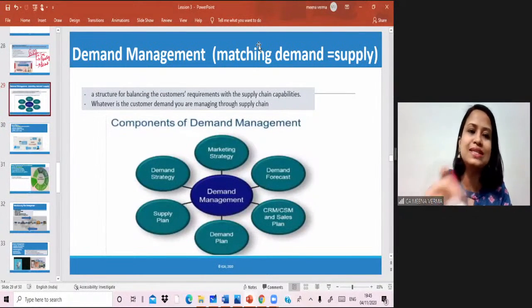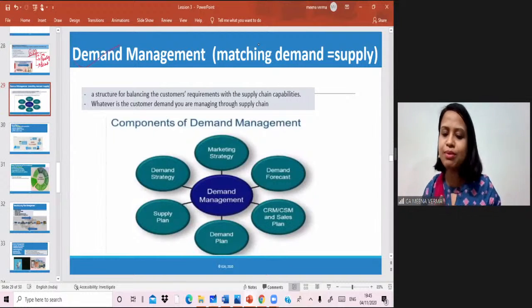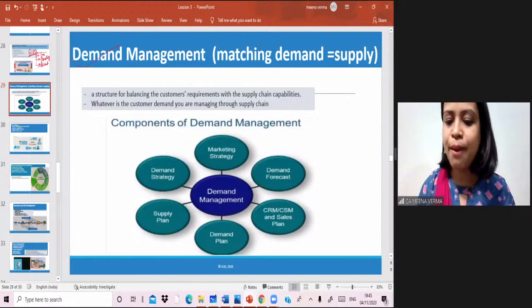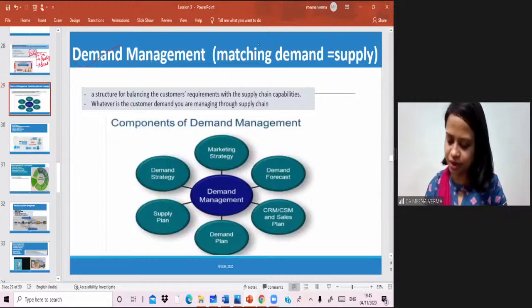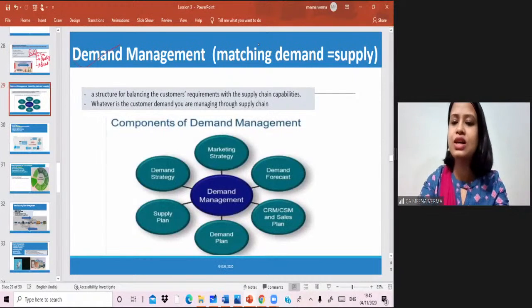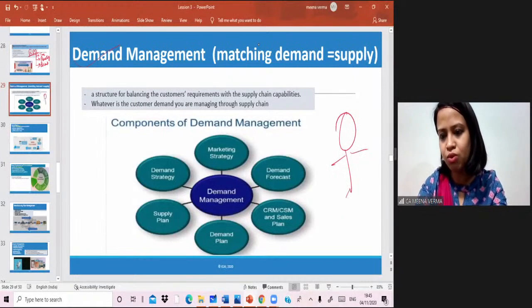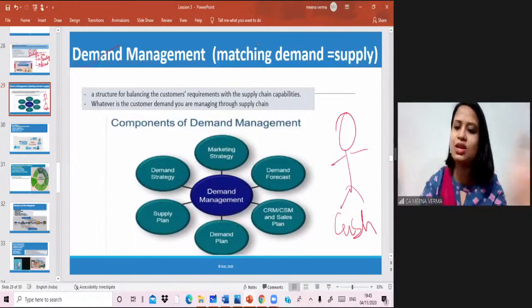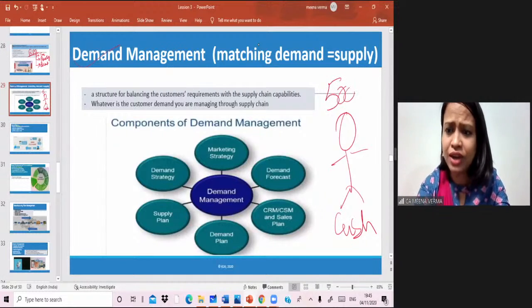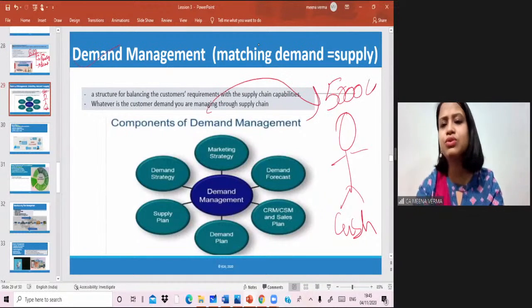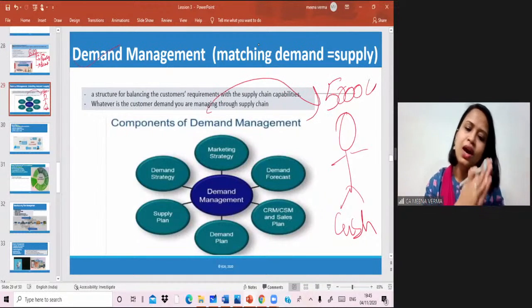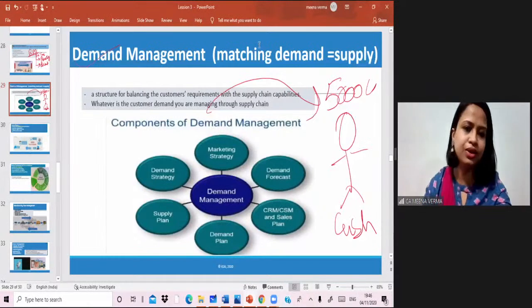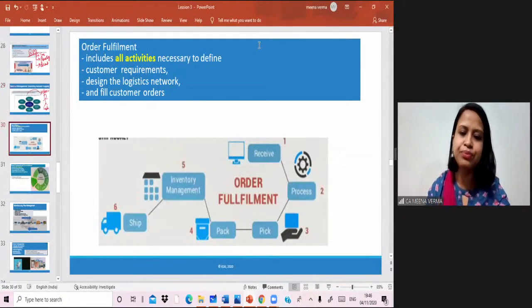Now, the next point is demand management. What is demand management? Demand management means matching our supply and demand. Whatever my customer is demanding, we should produce those products. For example, if the customer is demanding 5,000 units, we should produce 5,000 units. We should match our demand and supply.